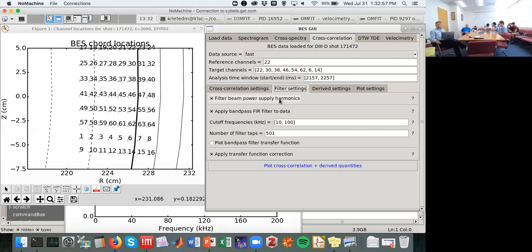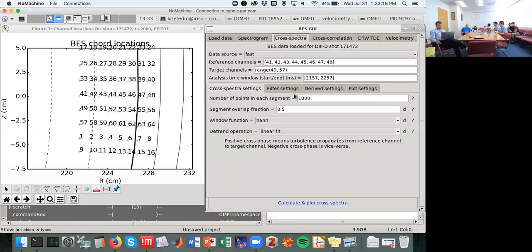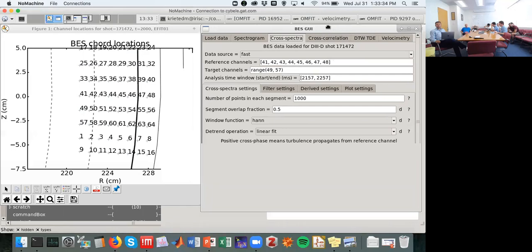So again, you always want the beam power supply filter enabled and the transfer function enabled. But now you need to pick a set of frequencies that you want to isolate for calculating cross correlations. So this is where you want to go back to cross spectra. So I'll replot the cross spectra, which for some reason is not coming up immediately. There we go.